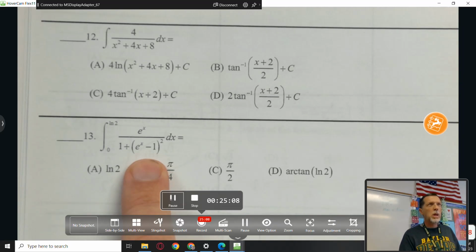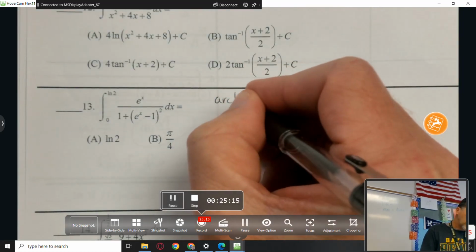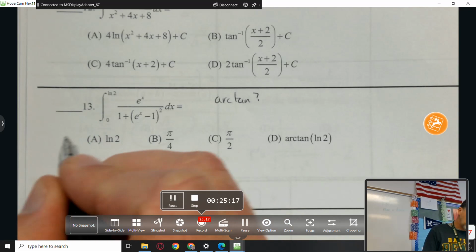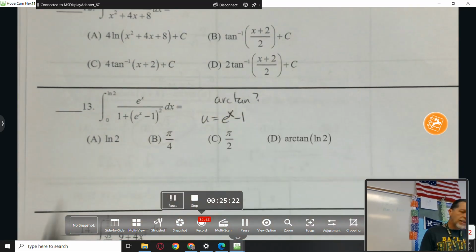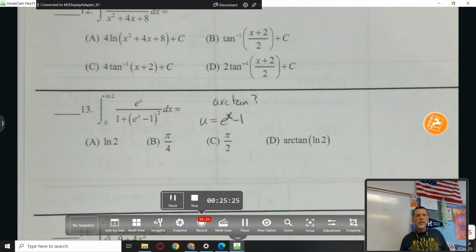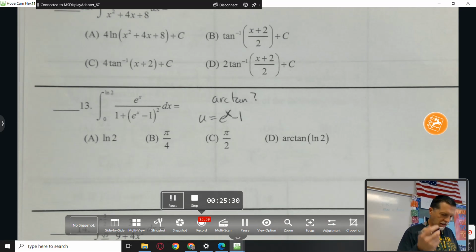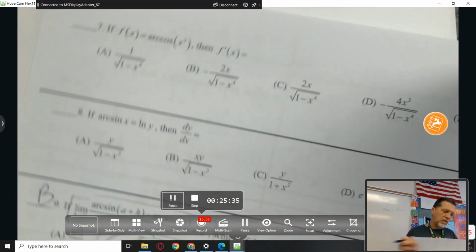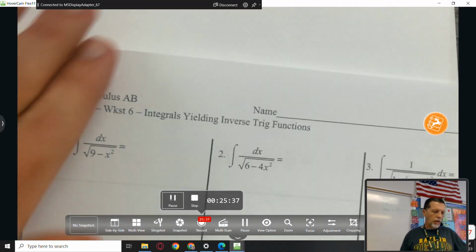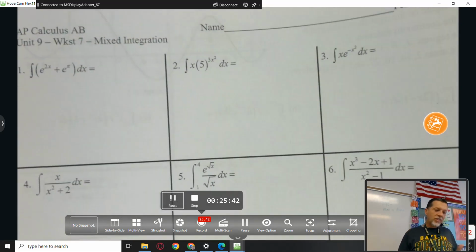Do you recognize what 13 is? Looks like arctan. What would u need to be? e to the x minus 1. And then du would be the top, so it does work out. So that would be arctan, and then another arctan, and then another arctan. No arcsecants, all arcsines and tangents. Okay, good. As it should be. And then you could start worksheet 7 if you want.